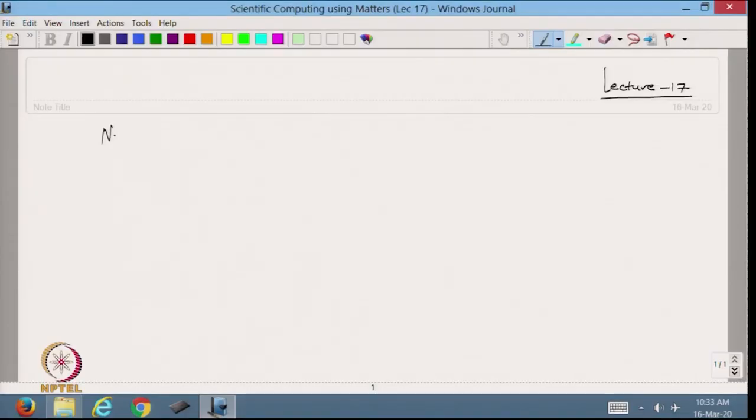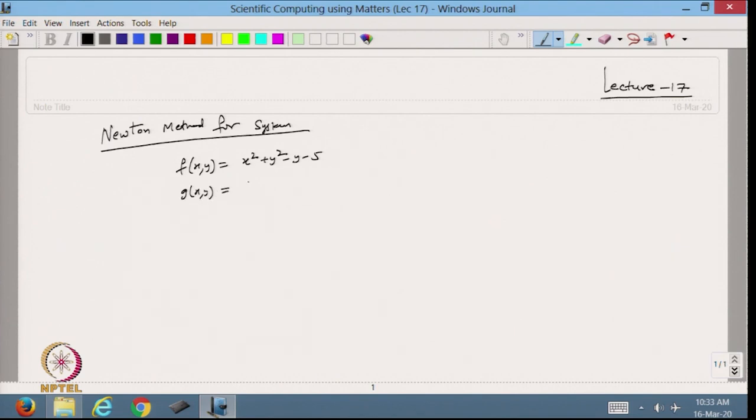Using the Newton method for a system. So we are talking about a two-dimensional system. Suppose I have f(x, y). I will take the equation x squared plus y squared minus y minus 5, and another function I have is y minus e to the power minus x minus 1.